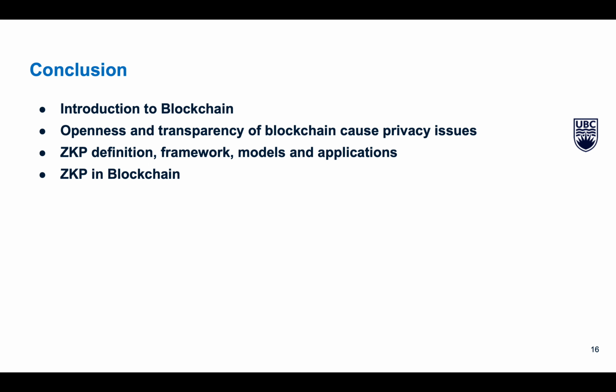Conclusion. In this presentation, I introduced some basic ideas of blockchain, and I also illustrated that the openness and transparency properties of blockchain cause some privacy and security issues. And I also introduced zero-knowledge proof, the ZKP. I talked about its definition, framework, models, and applications. And I also emphasized the ZKP applications in blockchain.